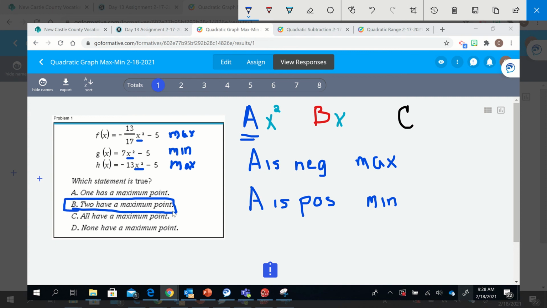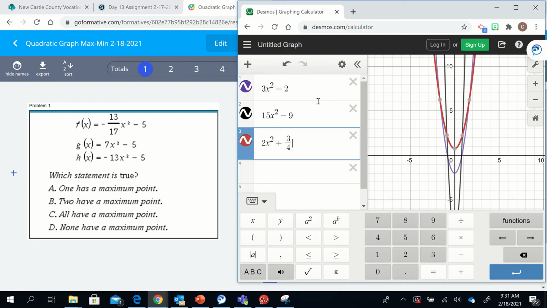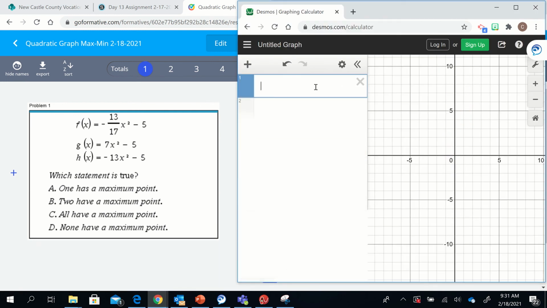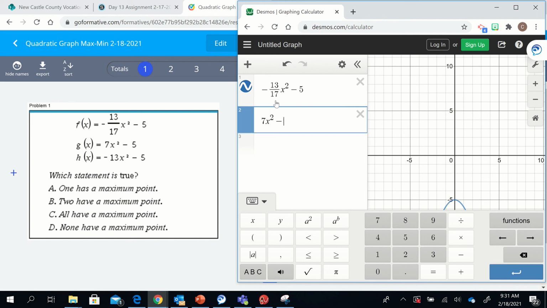You could go to Desmos to make sure it is correct. So if I go into Desmos, let me get rid of all my garbage. In Desmos, I don't have to type the f of x, but I can if I want to. I'm just typing in each one, leaving out the f of x, g of x, and h of x. You can put them in, but you don't have to. I'm just trying to save some time.